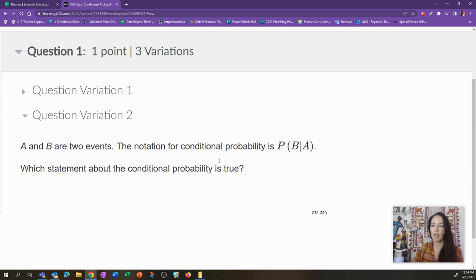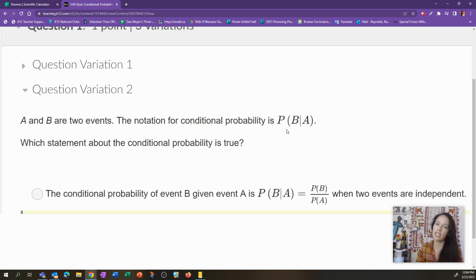So the first set of questions, and we're going to talk about all of them because of how important the notation is. If you have variation 2: A and B are two events, the notation for conditional probability is the probability of B given A, which statement is true about conditional probability? So these you're now going to check for what the words say, which confused me too in our first video that you'll never see because I had to delete it.